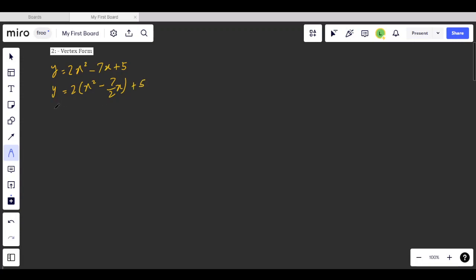Now we need to make it a whole square, because the vertex form of the quadratic function is like this: y is equal to a into (x minus h) whole squared minus k. We need to convert this equation into this form. So first we have taken 2 common from the first two terms. Now we need to make this x squared minus 7 by 2 x a complete square.